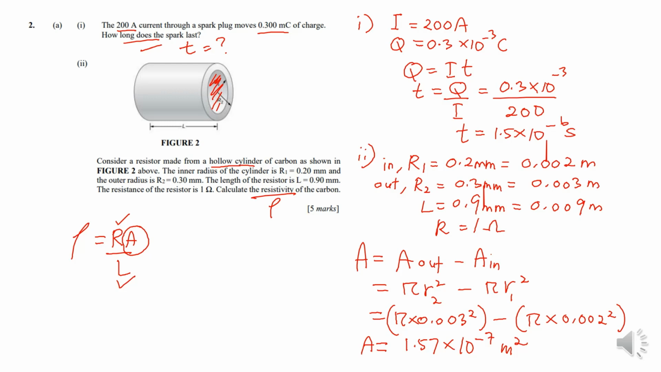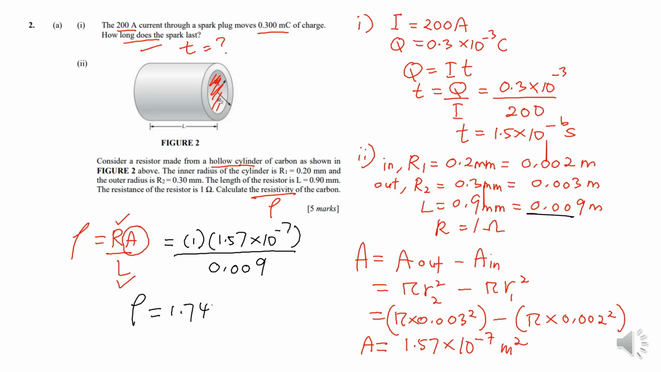Kemudian kita masukkan dalam rumus rho. So R is 1, area kita adalah 1.57 times 10 to the power of negative 7, over length is 0.009. So dapatlah rho kita 1.744 times 10 to the power of negative 4 ohm meter.